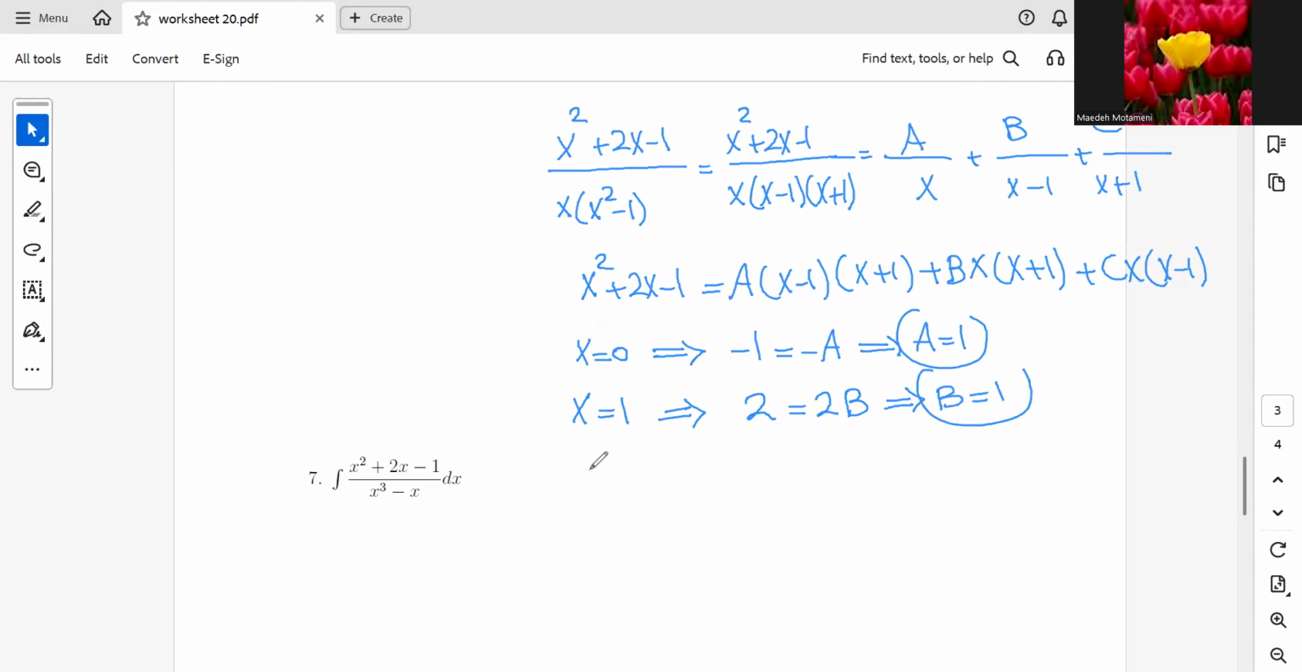For the next point, I prefer to use -1, but you can pick any number. If you plug in -1, left side will be 1 minus 2 minus 1. It means that you would have -2 as the answer. And if you plug in -1, you don't have the first one, you don't have the second one, but you only have the third one, which is -C. So if you plug in -1, you have -1 here and -2 here. Altogether, it will be 2 times C. It means that C is -1.